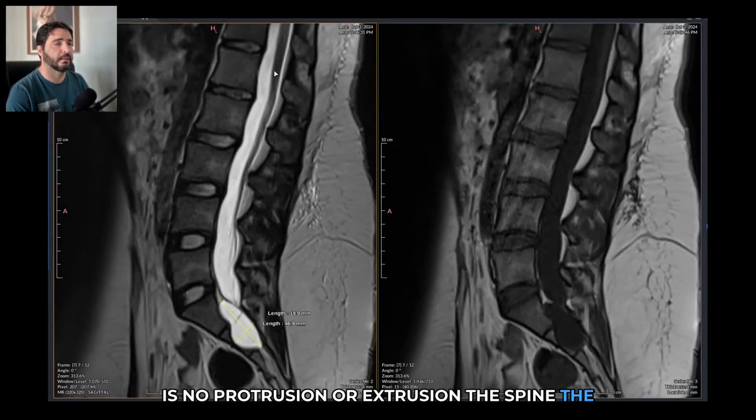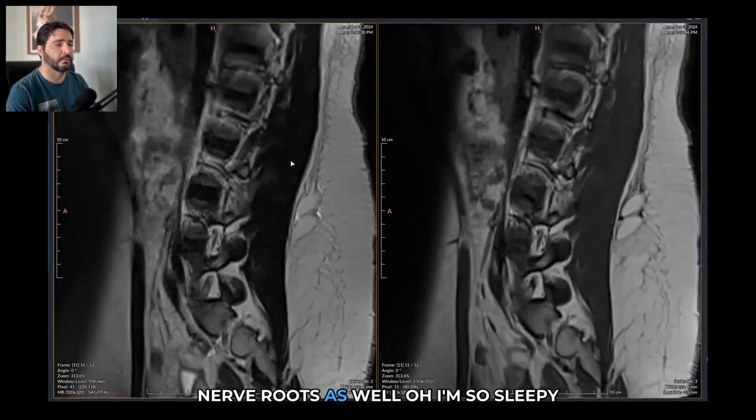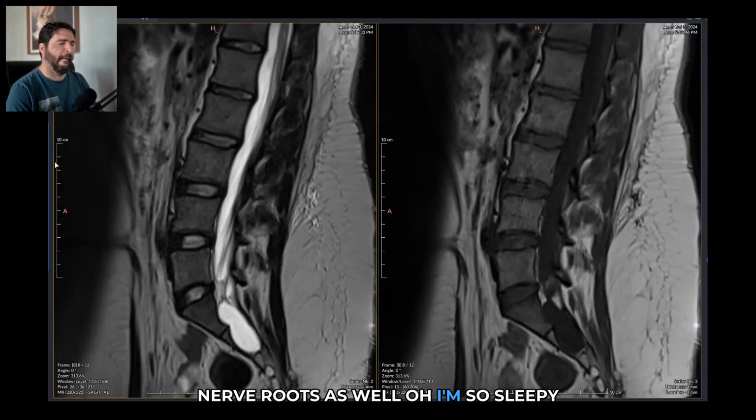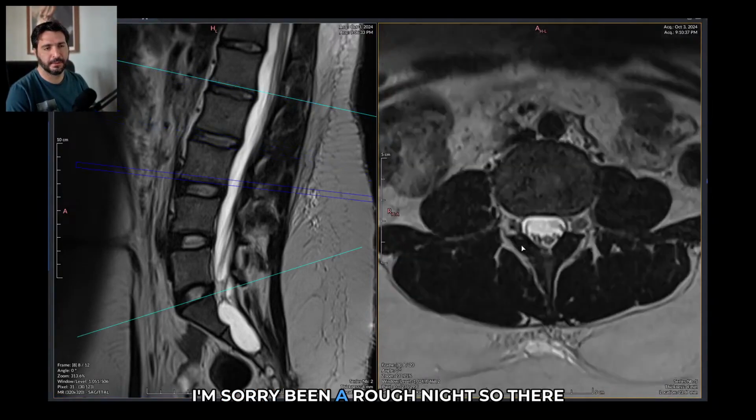The spine, the medulla, the spinal cord is well positioned. The nerve roots as well. Oh, I'm so sleepy. I'm sorry. Been a rough night.